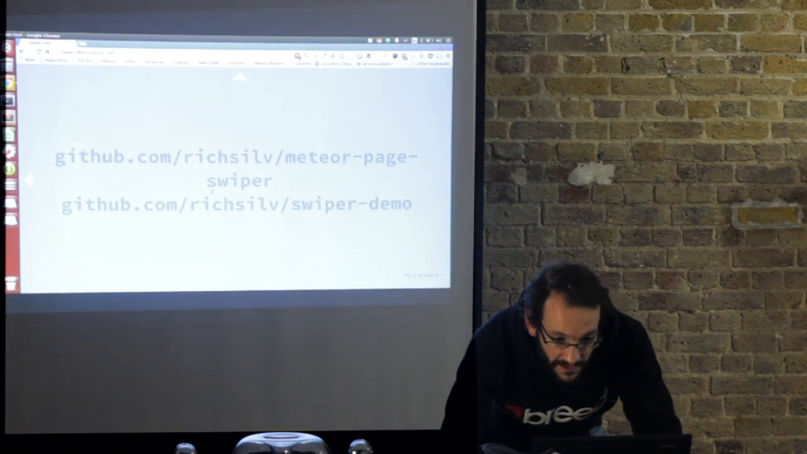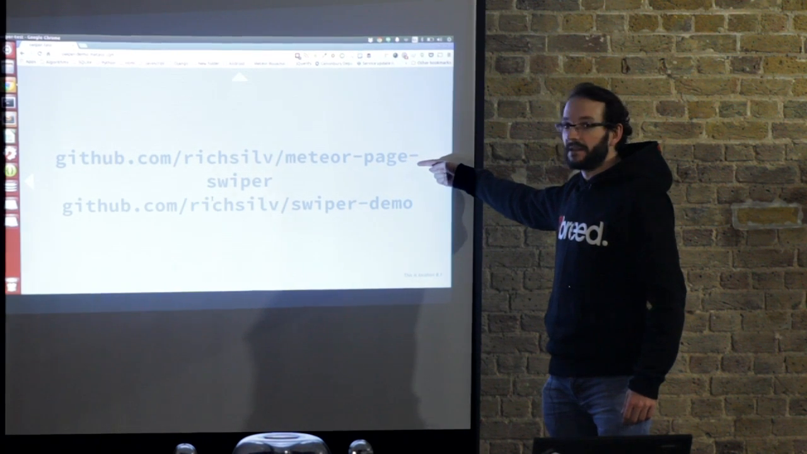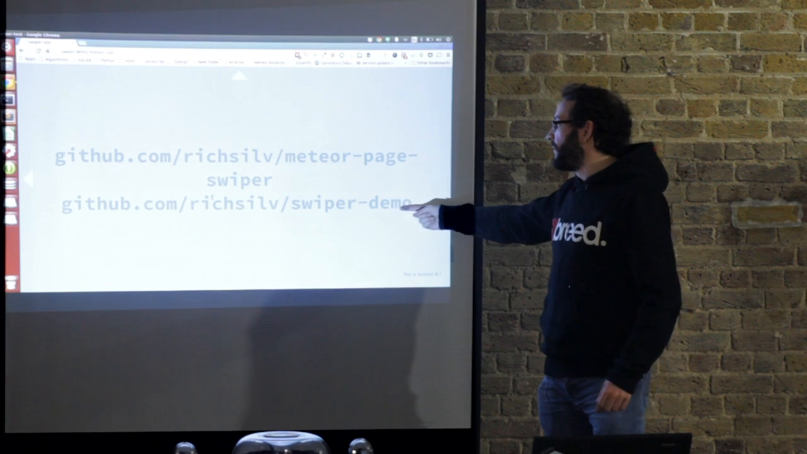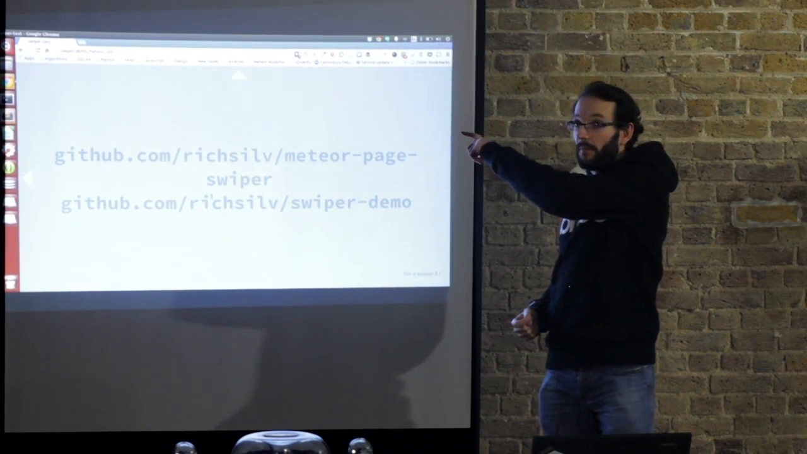And if you want to look at it, this top thing is the package. You can just pull it into a packages folder and it'll work, and then Meteor add it. This is the demo that you can see, which is at the page swiperdemo.meteor.com.